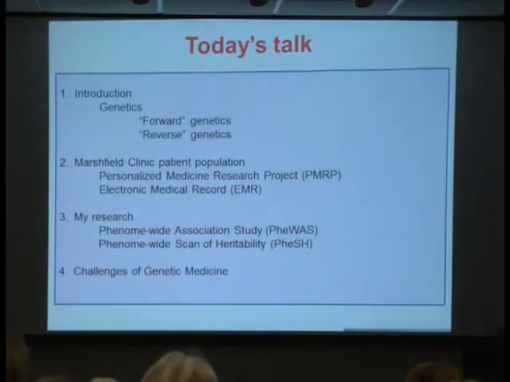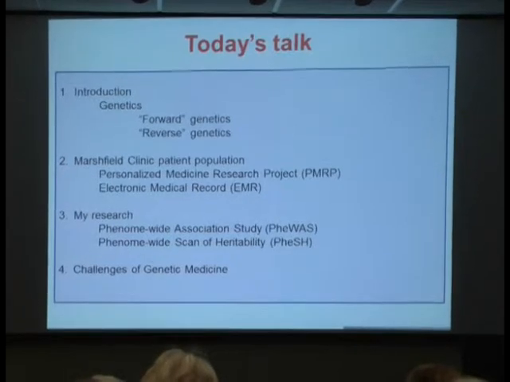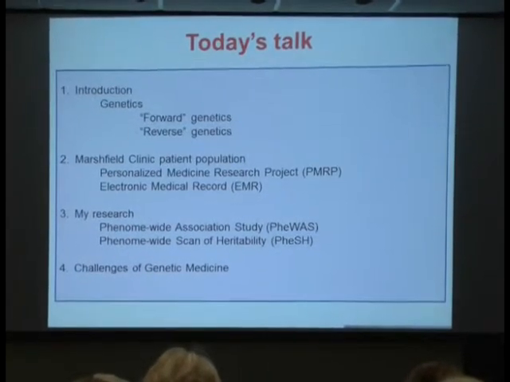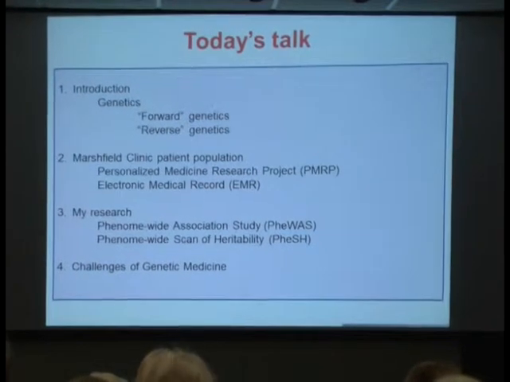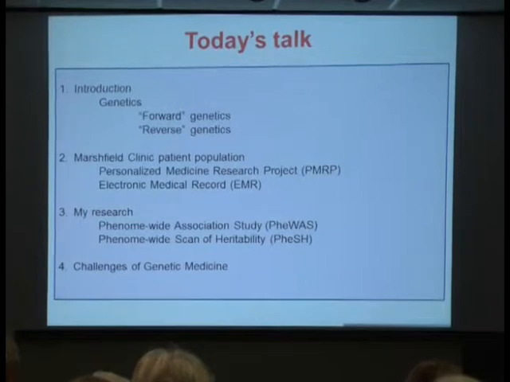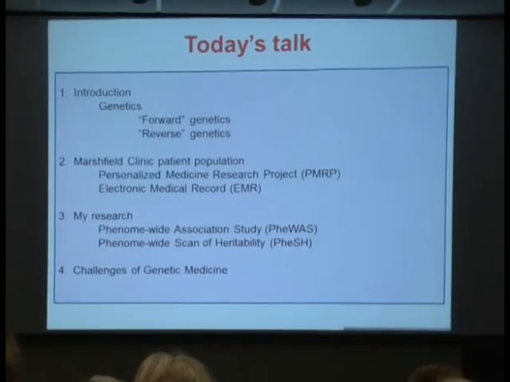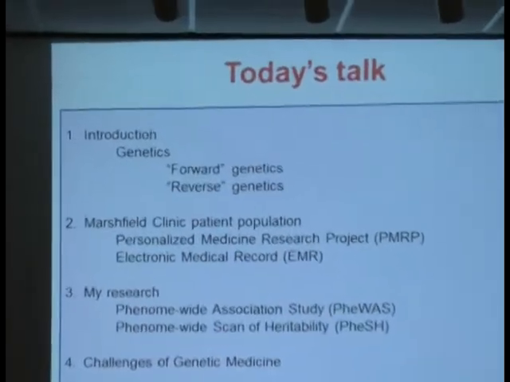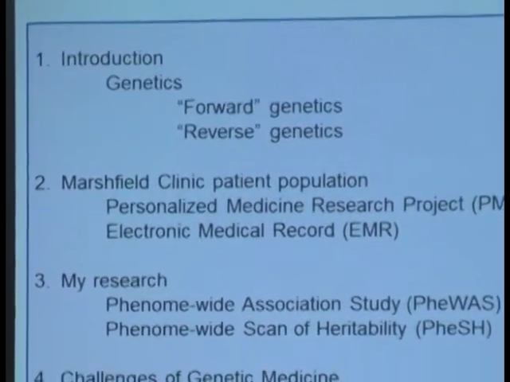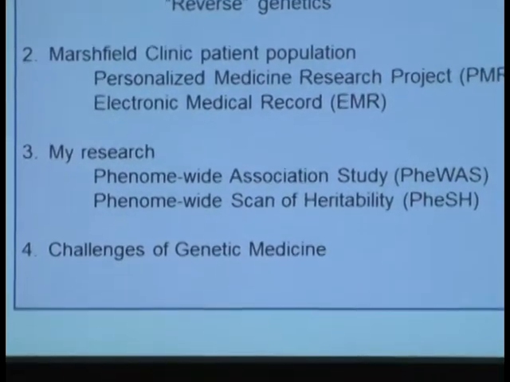I'll then talk about the personalized medicine research project, how we're using the Marshfield Clinic patient population, which is all linked to electronic medical records, to study human genetics. I'll give you some examples of the research that I'm doing using what's called phenome-wide association studies, as well as phenome-wide scan of heritability studies. Again, I'll give you more detail on what this all means. Then I'll end with the challenges of incorporating this information into genetic medicine.